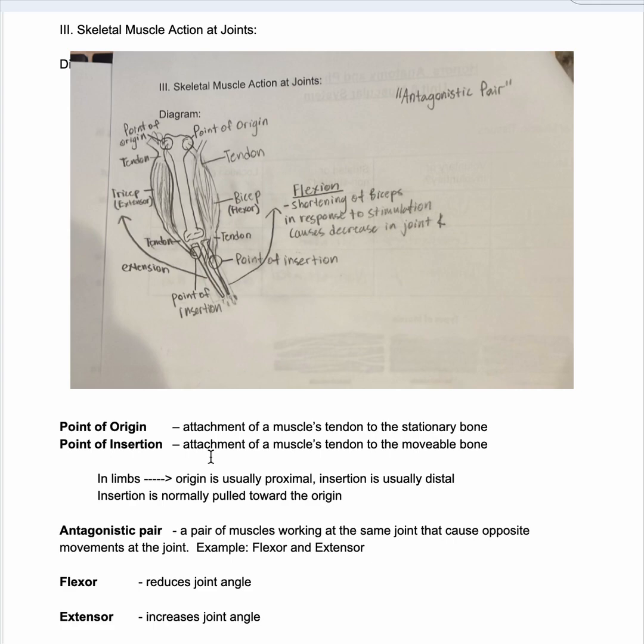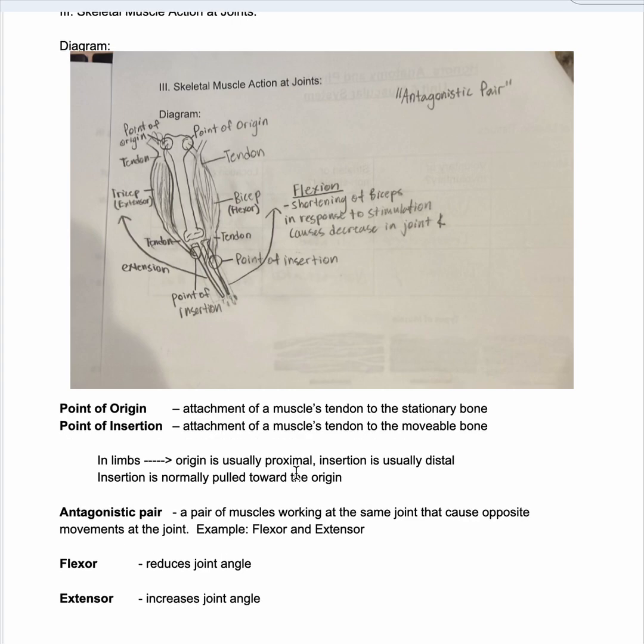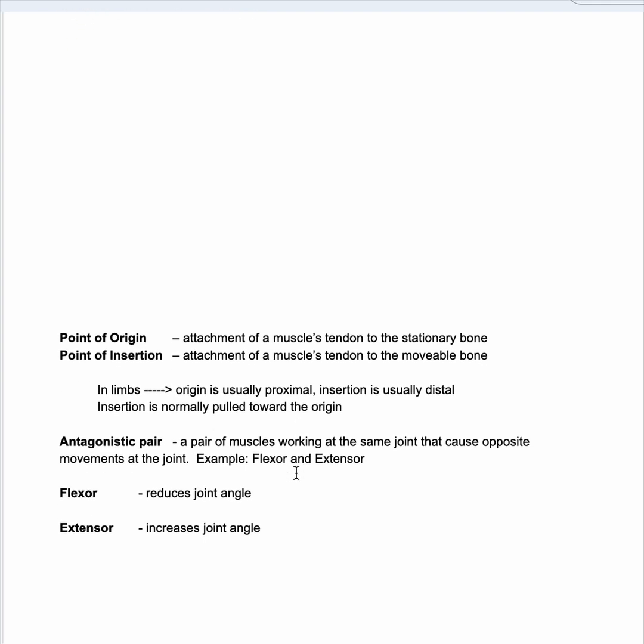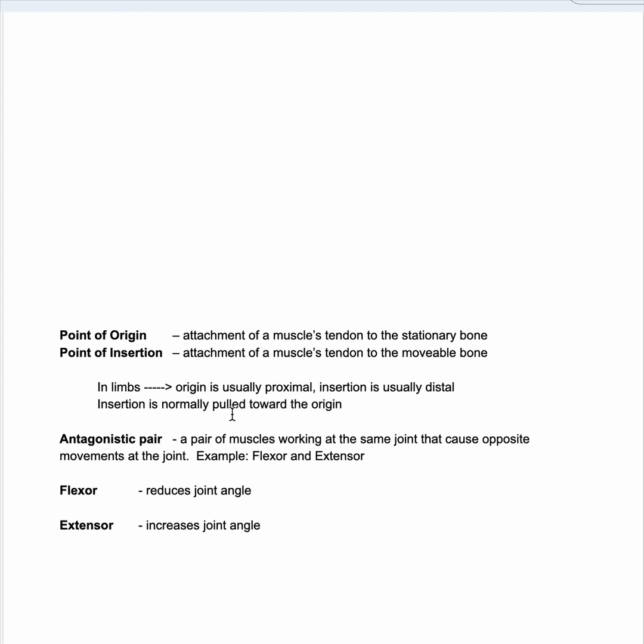The point of insertion, on the other hand, is the attachment of the tendon to the movable part of the bone. So in limbs, the origin is usually proximal, meaning closer to the attachment point of the limb, and insertion is usually distal. So again, origin, the stationary part, is usually proximal, closer to the attachment point, and the insertion part, the tendon attached to the movable bone, is usually distal, so further away from the attachment point. And insertion is normally pulled toward the origin.